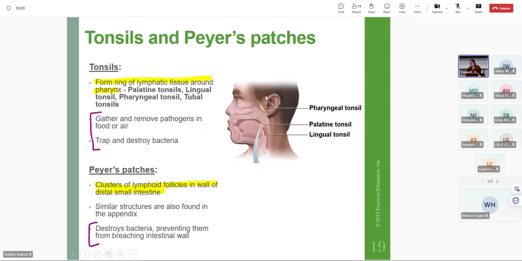The tonsils, there's 3 collections of tonsils, and I think you may, no, probably not. In lab, next unit, you'll start working on this. You have your pharyngeal tonsils. These are your adenoids. This is related to the nasal cavity.